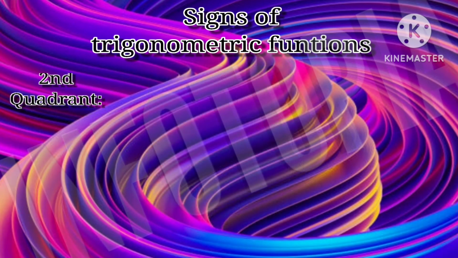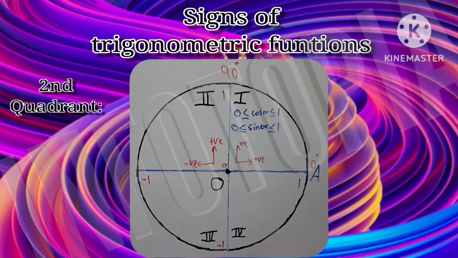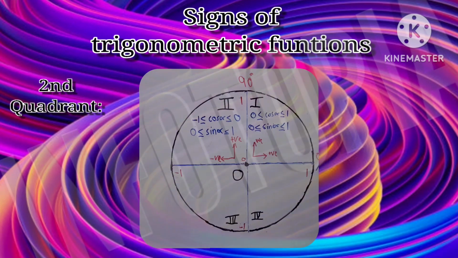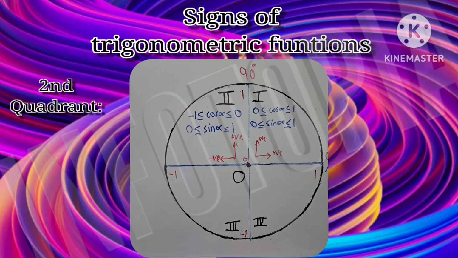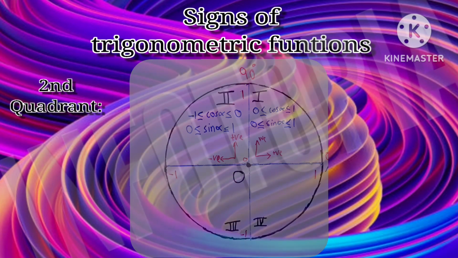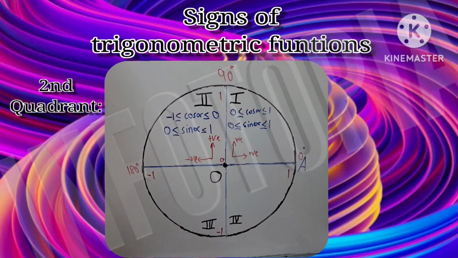In the second quadrant, however, we go to the negative side of the x-axis or the cosine axis, and therefore the cosine will be negative, and along with it all other functions except the sine. So the value of the cosine will be between -1 and 0, while the sine will be between 0 and 1. The angles will be between 90 degrees and 180 degrees.